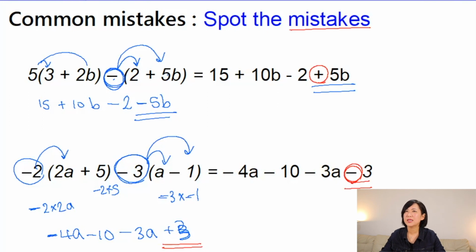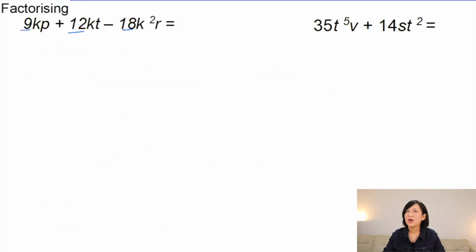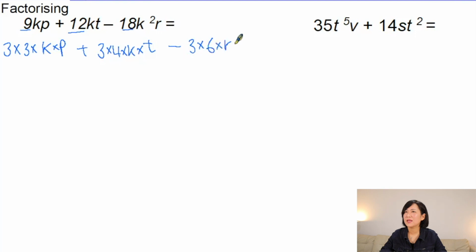Now factorizing. So have a look at the numbers. These are all in the 3 times table. 3 times 3 times k times p. So we're writing down all our factors. Now 12 is 3 times 4 times k times t. Then our next term, you've got a minus. Then let's factorize it. So you've got 3 times 6 times k times r.